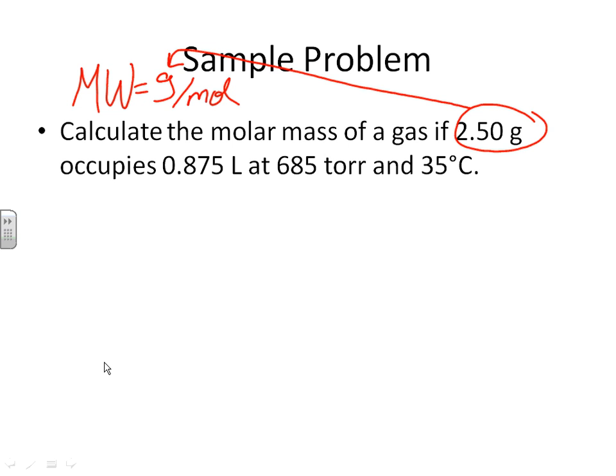So if we look at the other information we have, we have volume, we have pressure, and we have temperature, which means that we have everything we need to do a PV equals nRT problem. But before we jump into PV equals nRT, there are a few conversions that need to be made.